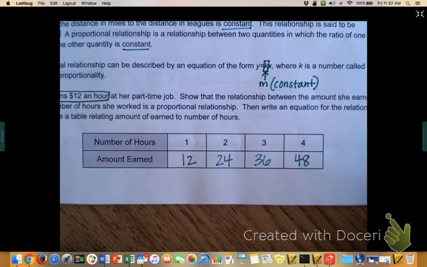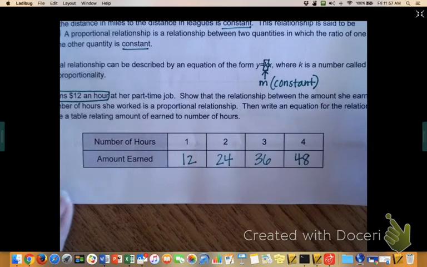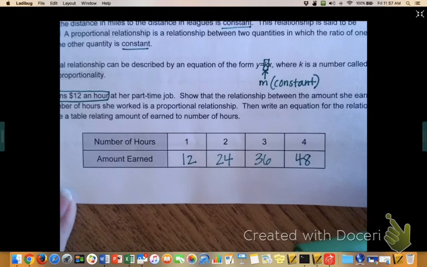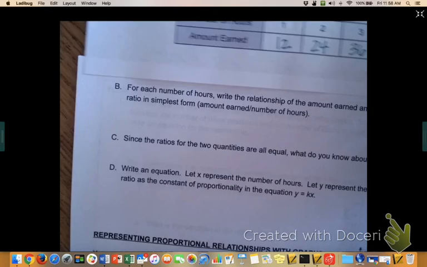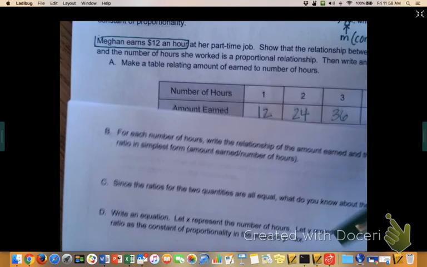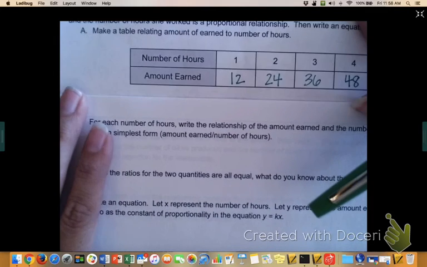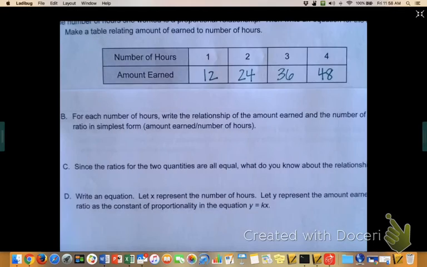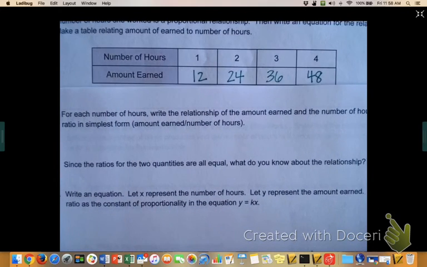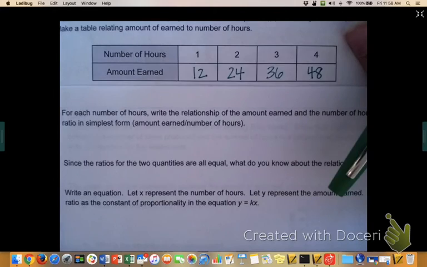All right, we're going to refer back to this table in just a sec, but for now, go on to the next page so that we can continue this problem. I'm going to move it to the top here so we can still see it. For each number of hours, write the relationship of the amount earned and the number of hours as a ratio in simplest form.